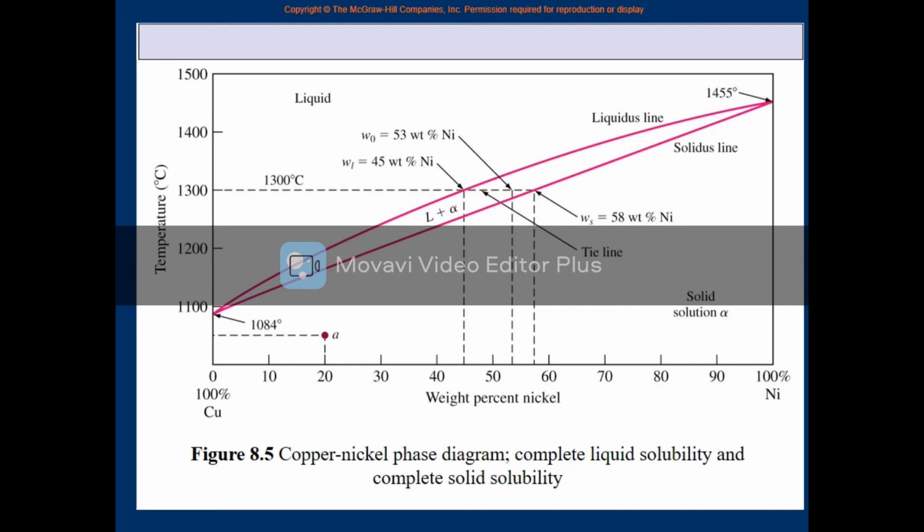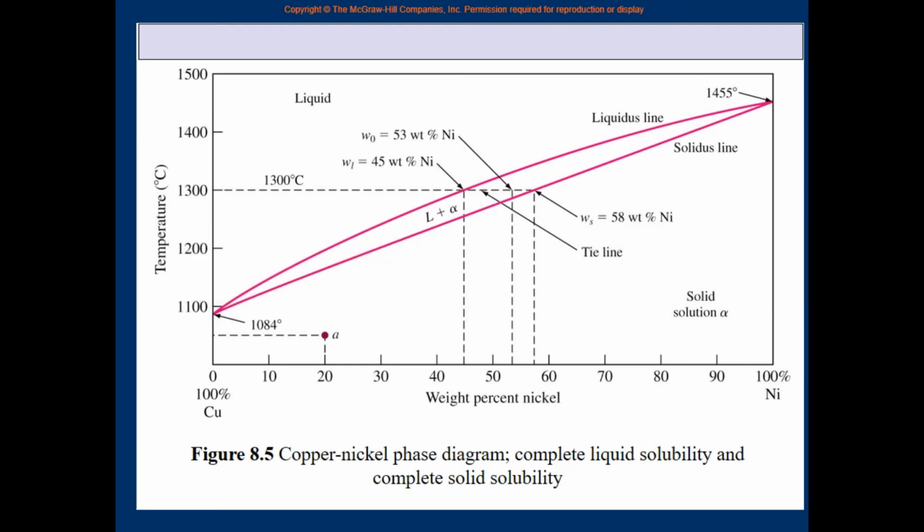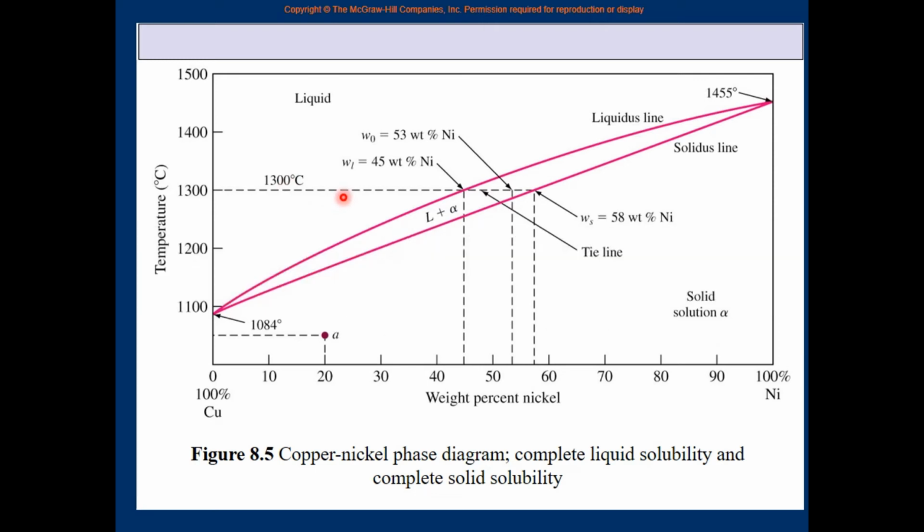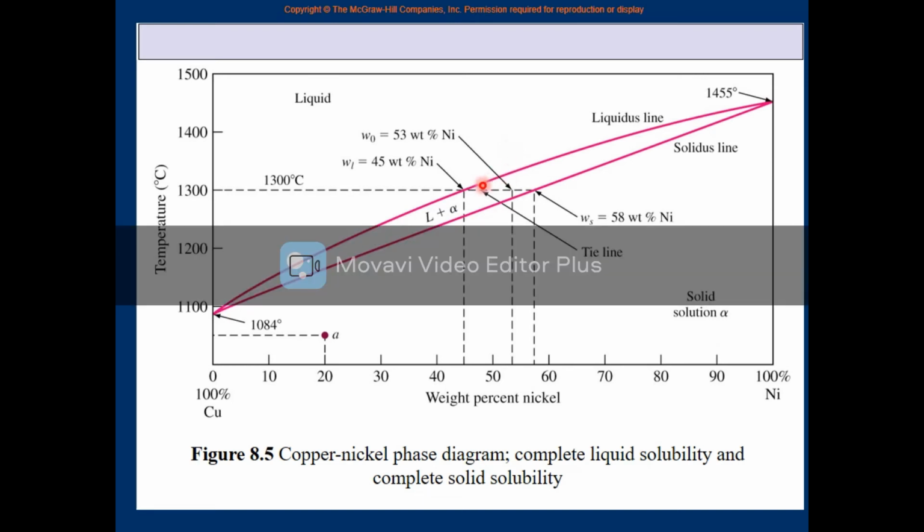So the question here, with this example, is that we take this material, 53% nickel alloy, and we cool it to 1300 Celsius. Then we want to find out the details of the alloy at that point, right? We have heated it, melted it, so say we are at 1500 Celsius or something like that. We started cooling it, but when we reached a temperature of 1300 Celsius, then we want to find out. So this is the question.